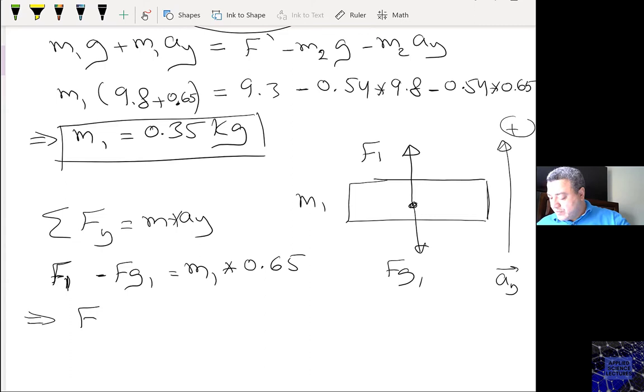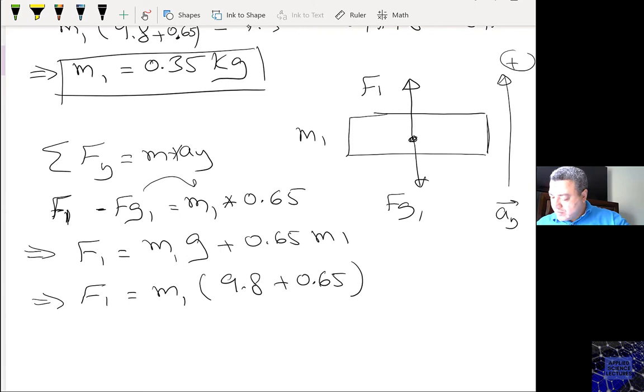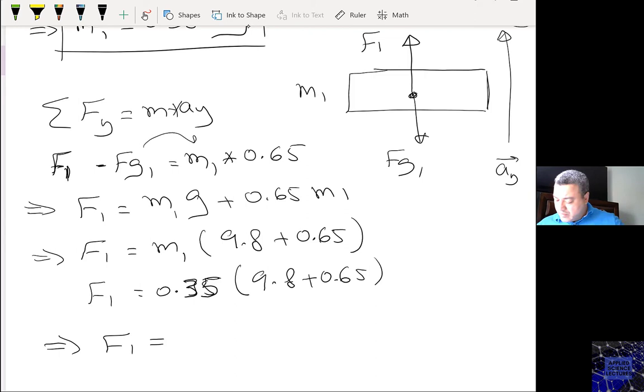So F1 equals, take this one to the other side, becomes M1G plus 0.65 M1. Take M1 outside, F1 is M1 times the G, which is 9.8, plus the 0.65, and M1 is 0.35, times 9.8 plus 0.65. Then F1 would be 3.65 newton. Yes, if you round it, it would be 3.7.